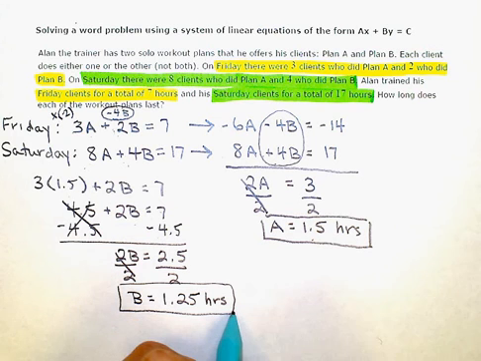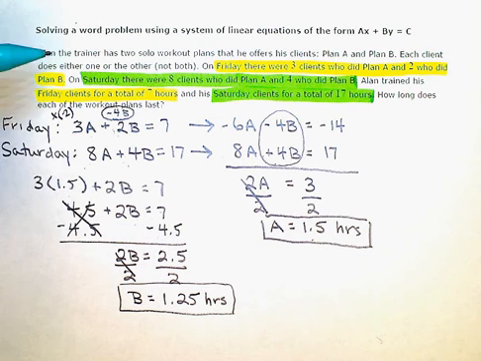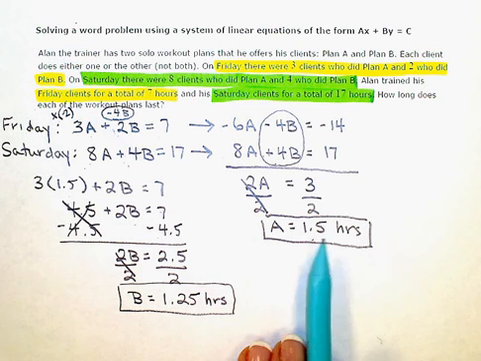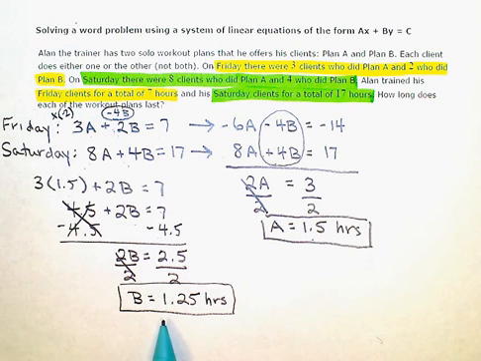I know my units are hours because the last part of my problem up here says how long does each of the workout plans last. So final answer, Plan A takes 1.5 hours, Plan B 1.25 hours.